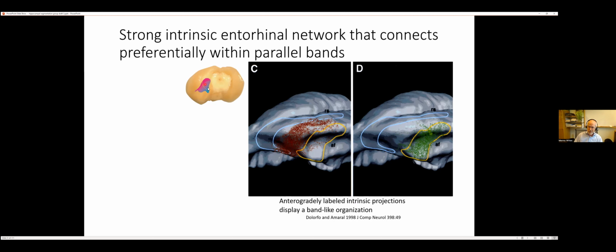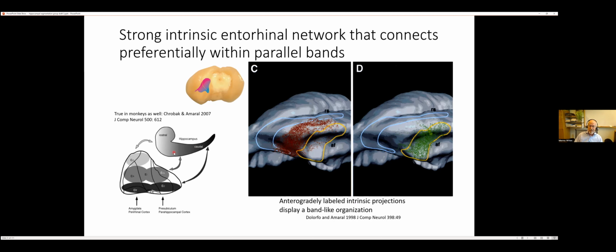It's true in rats as well. It's true in mice. And interestingly, it's true in monkeys as well. You have strong intrinsic connections here, here and here. This part projects to the posterior hippocampus. This one projects to the anterior hippocampus. So again, rodents and primates look very, very similar with respect to this topology, but also with respect to this band-like intrinsic connectivity within the entorhinal cortex.